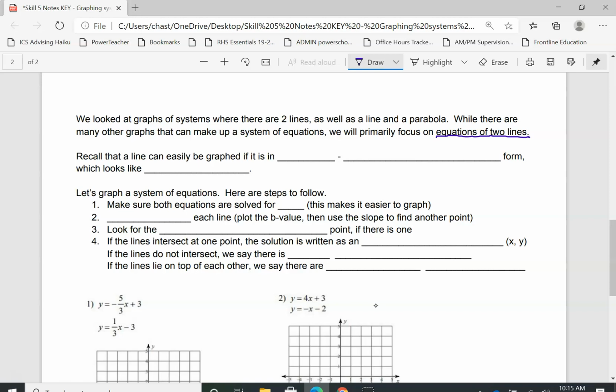you learned that you could graph a line easily when it's in slope-intercept form. Okay, and that looks like y equals mx plus b. M told us our slope, and the y-intercept tells us the b. Or the b tells us the y-intercept, should I say.